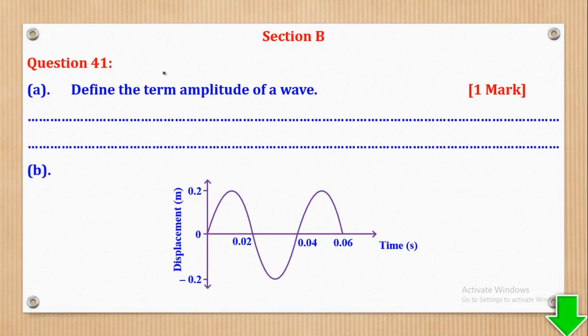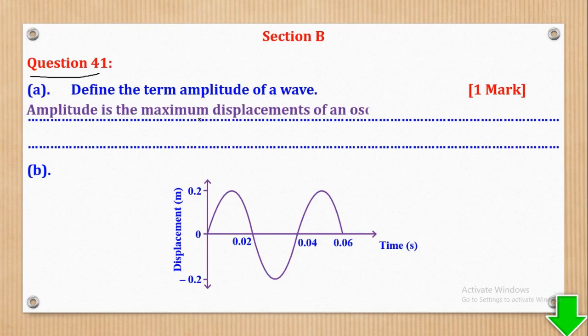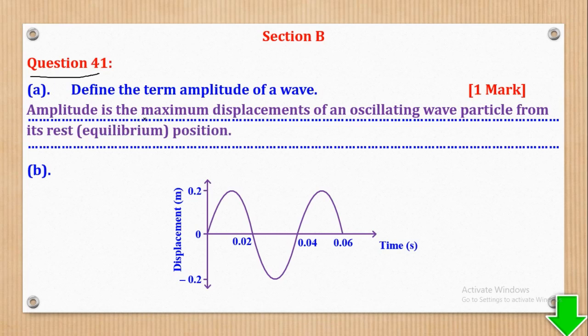So that was section A. Now we shall go to section B, which is structure. Section A is objectives and section B is structured. Question 41, part A says, define the term amplitude of a wave. You say that amplitude is the maximum displacement of an oscillating wave particle from its rest position or equilibrium position.